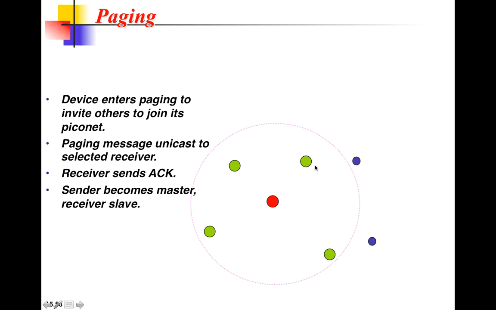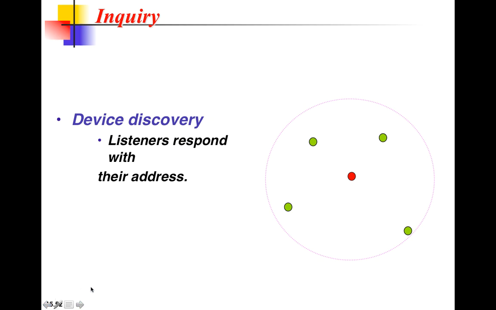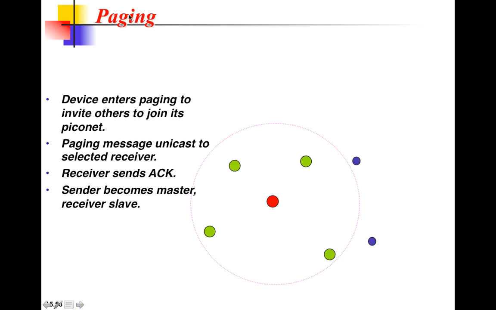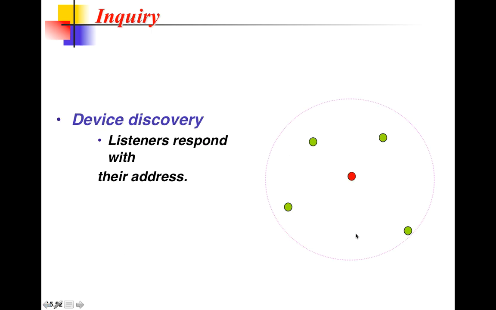So now they have responded and we have formed a piconet. These green devices indicate that they are inside. Okay? Sorry, this is a second mechanism. Don't confuse this with the previous one, inquiry. Okay, that was the inquiry phase. So you have established the communication with the primary device.